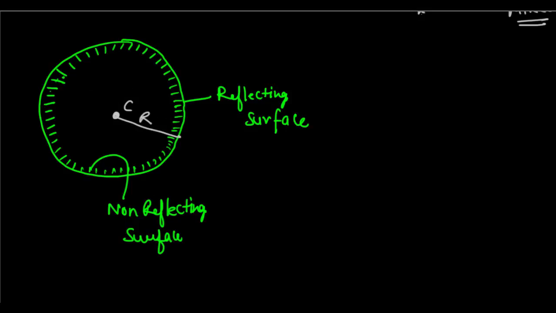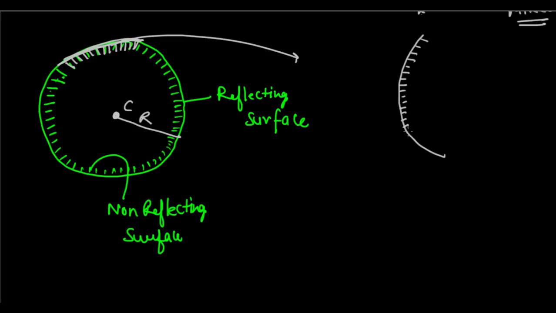Now, we take any part of the sphere. Suppose we are taking this part of the sphere. There is a part of the sphere I've taken, and the inner part is non-reflecting, the outer part is a reflecting surface. So you can see that if a light ray comes and strikes, it is going to reflect away.